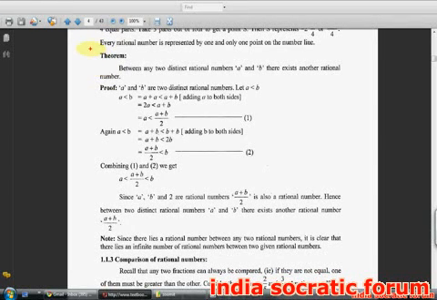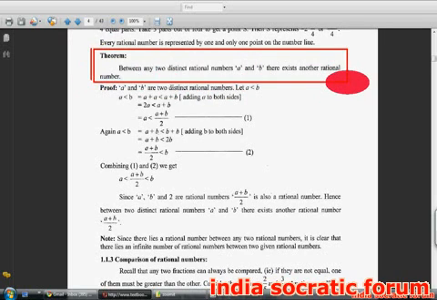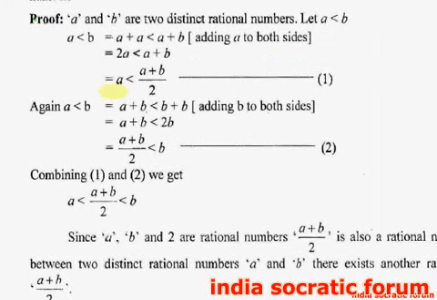Take this new theorem, which says that between any two rational numbers A or B, there is always a rational number in between. That is, between distinct rational numbers. Here is the proof. Let's assume A and B are two distinct rational numbers.